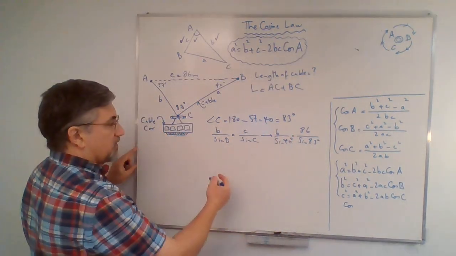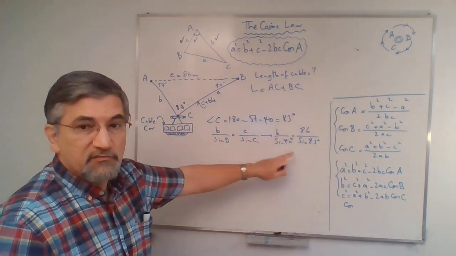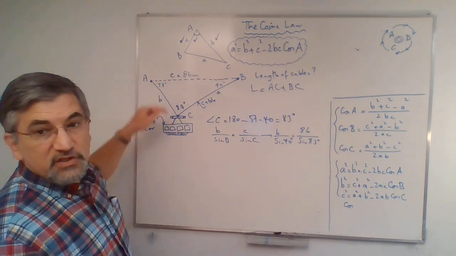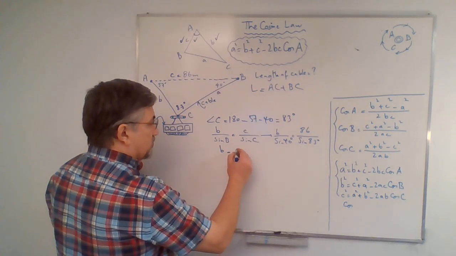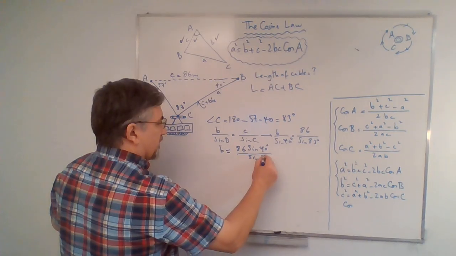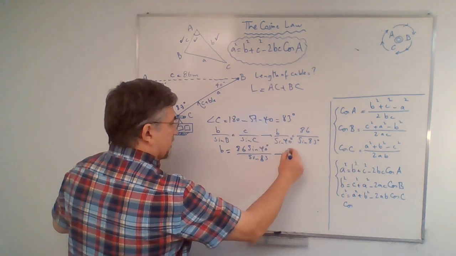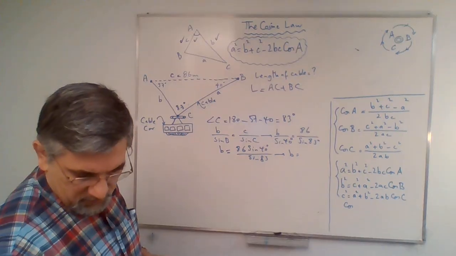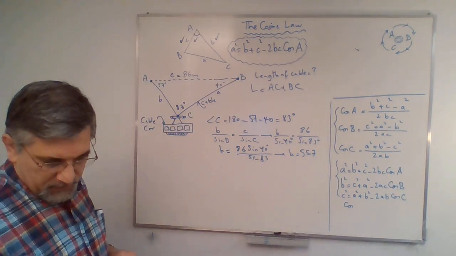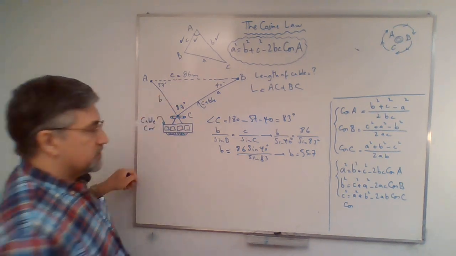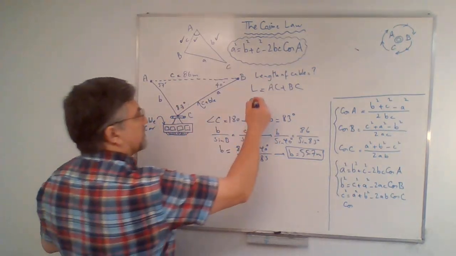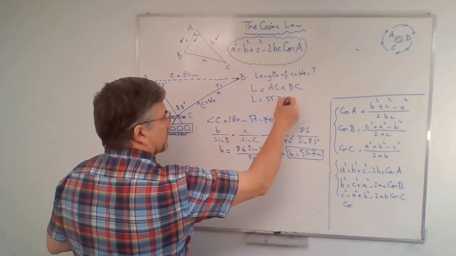By solving this proportion, we can easily calculate the length of side b, which is part of the cable. So b would be 86 sine of 40 over sine of 83. We need a calculator. This would be 55.7. The unit of measurement is meters. We write it down. This is basically side AC, so I write here 55.7.